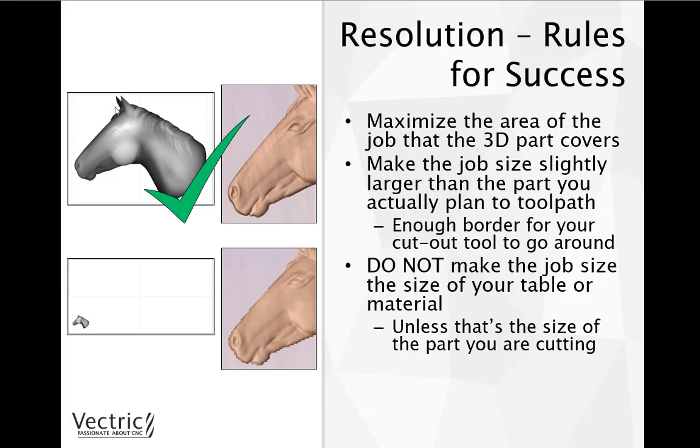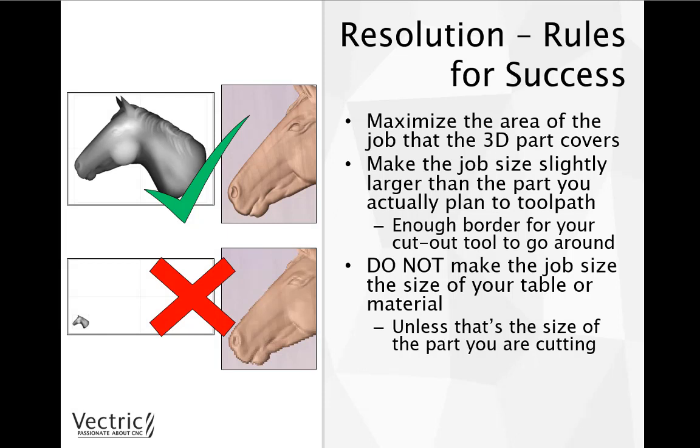And so the model can use that to get the definition. Now at the bottom over here, because we are covering such a large area, we're actually getting much fewer of those points underneath our model, and so we can see that we're really sacrificing the quality of the model if we do that. And so it's very important to maximise the area of the job the 3D area covers.